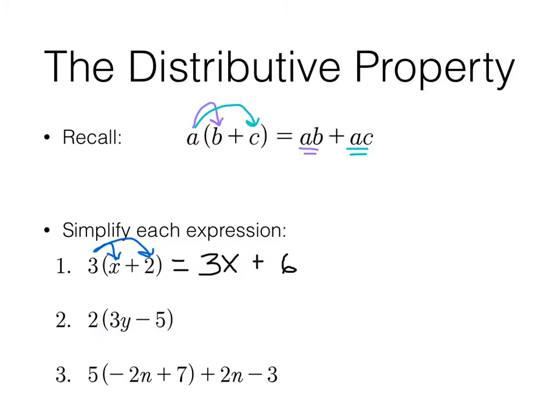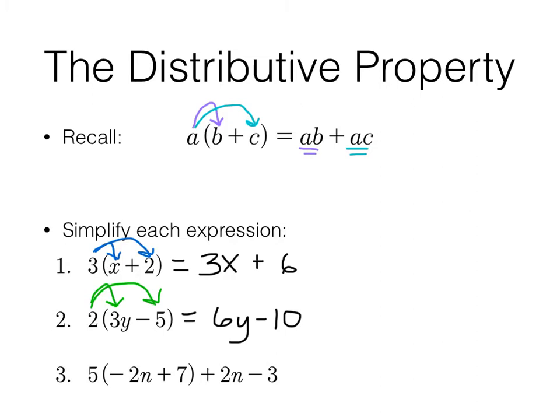So we have 2 times 3y. So 2 times 3, and then times y, so 2 times 3y, and then minus 2 times 5. So 2 times 3y is 2 times 3 is 6. Tack the y back on. And 2 times a negative 5 is negative 10, or minus 10.